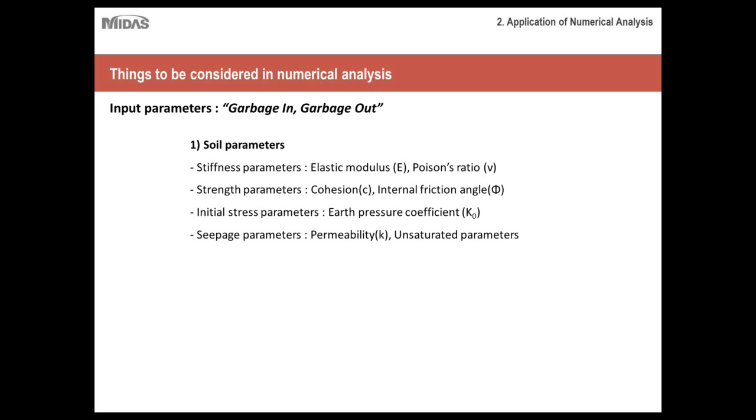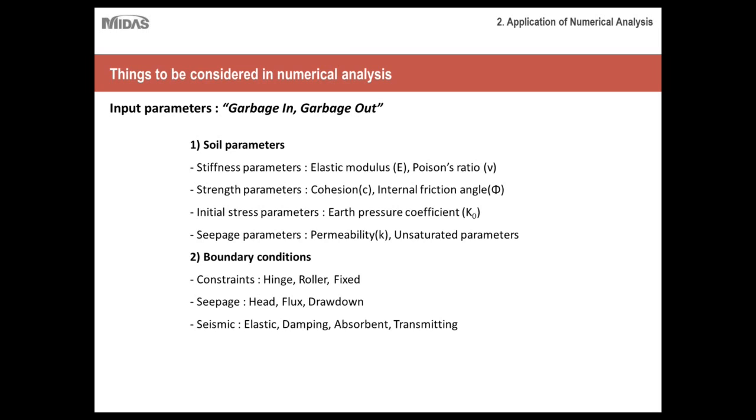As I said, in order to ensure a good analysis, you need to have your soil parameters ready and at hand. It's really important to have all these parameters not only ready, but to make sure that they apply to your project site, and that they are accurate and reliable. Then boundary conditions: I won't go into too much detail, but these are constraints that you'll be using. Hinge, roller, fix for your boundary conditions, and for seepage and seismic analysis, you'll be using these parameters here. So whenever you're running a seepage or a seismic analysis, just make sure to have these parameters ready.